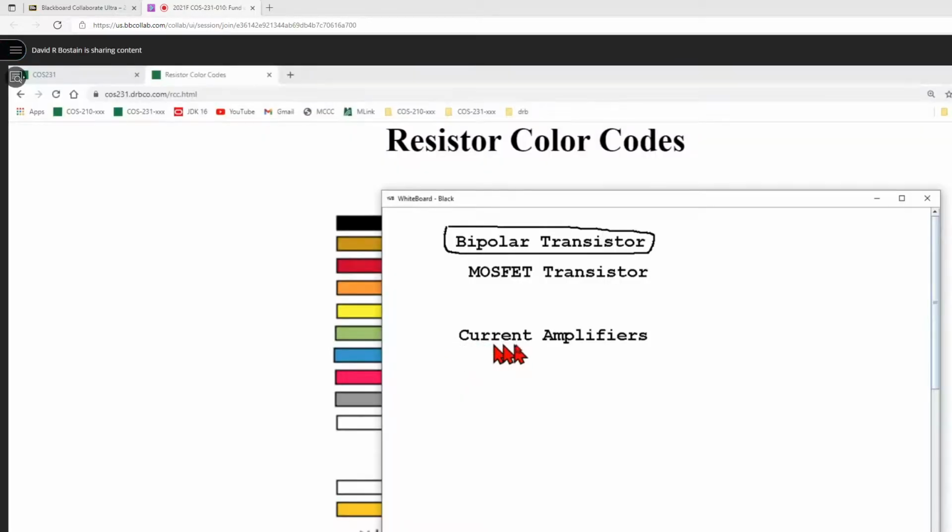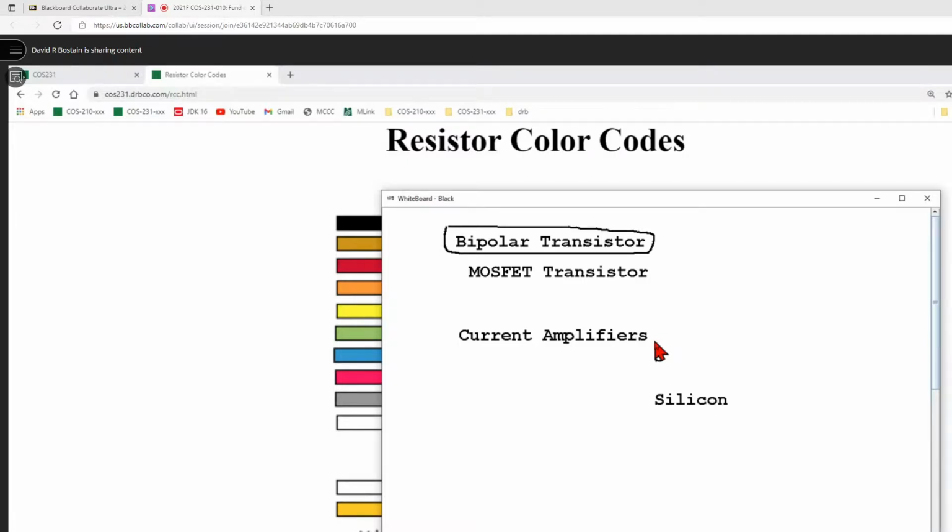Bipolar transistors are what we're going to call current amplifiers, as opposed to a MOSFET, which is a voltage amplifier. These are made primarily, as diodes are made, out of silicon.